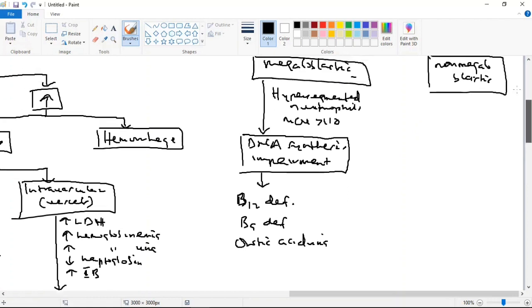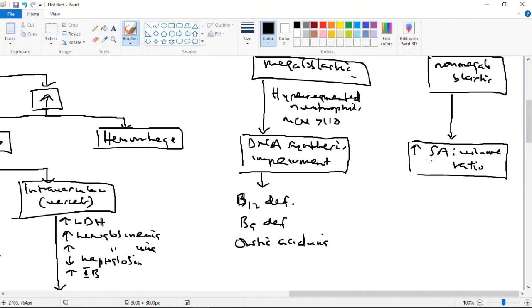For non-megaloblastic anemia, of course, I won't see hypersegmented neutrophils. MCV is usually less than 110. This is due to the surface area to volume ratio. Basically, in these conditions, red blood cells have excess membrane, more cell membrane than they should have, because either the splenic macrophages are not able to remove the excess membrane from red blood cells as they circulate through the spleen, or something else is going on.